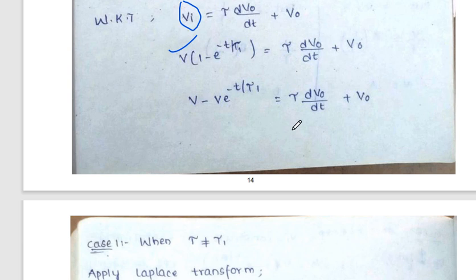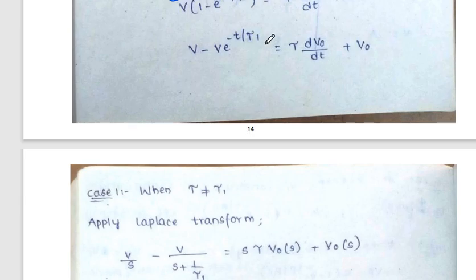Therefore, here the cases of operation are divided into two cases. The first case is tau not equal to tau 1, and the second case is when tau is equal to tau 1. It is observed that in this equation there are two values, one is tau and the second one is tau 1. Case 1 is when tau is not equal to tau 1, what is the output response produced by the circuit? Case 2, when tau is equal to tau 1, what is the output response produced by the circuit? Now initially let us take the first case, that is when tau is not equal to tau 1.